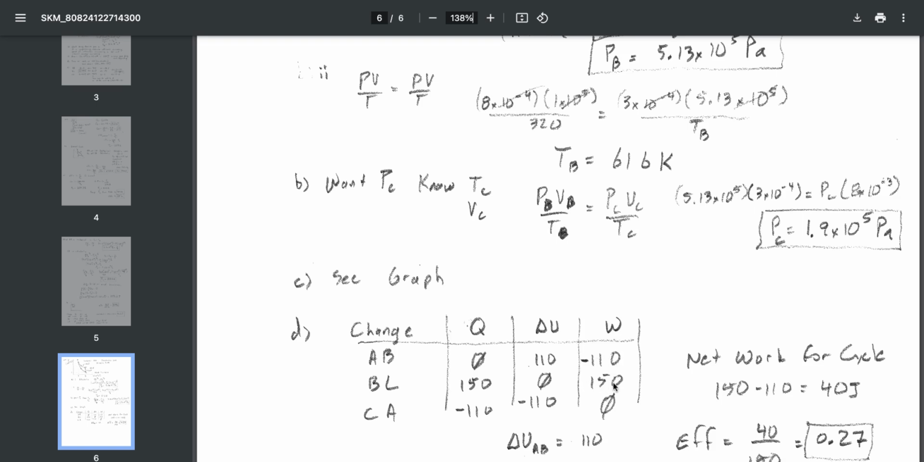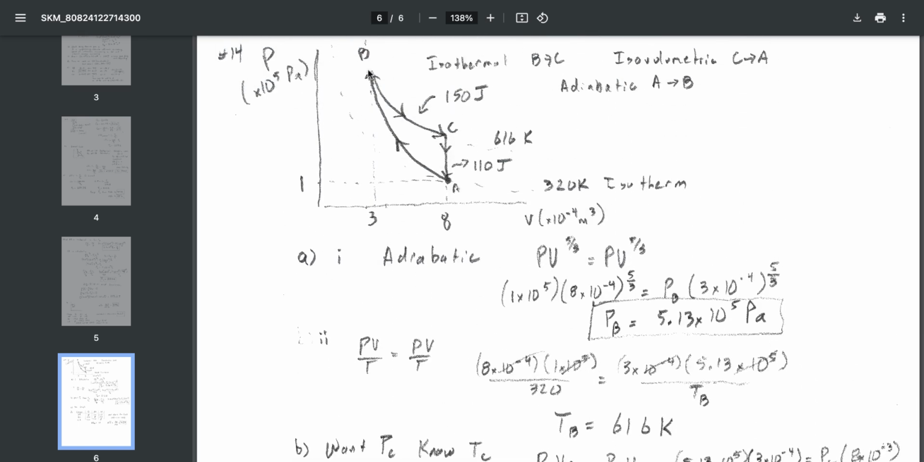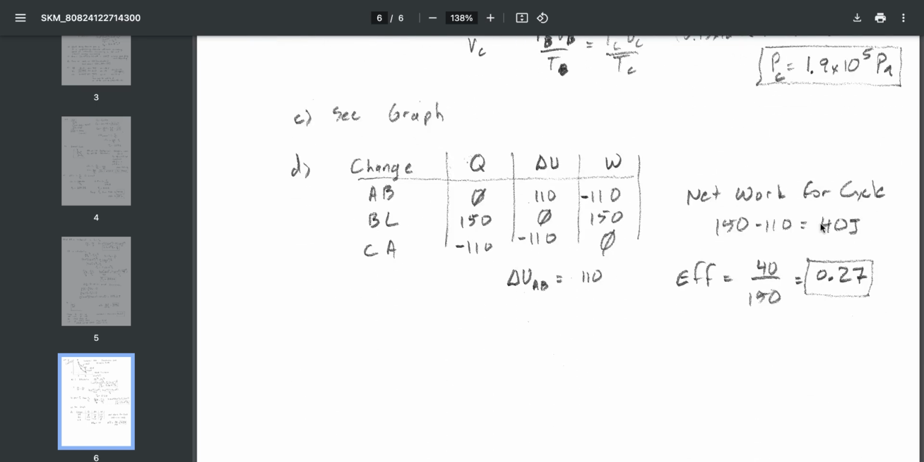So since we have 150 being done by the gas from B to C and 110 being done on the gas from A to B, our net work is 40. And if we have 40 going out, we don't have to worry about that negative there. We're only worried about how much heat got dumped into the system. And it was only dumped in in one part of the cycle, B to C. So we got 40 out after putting in 150. So we got an efficiency of 0.27.